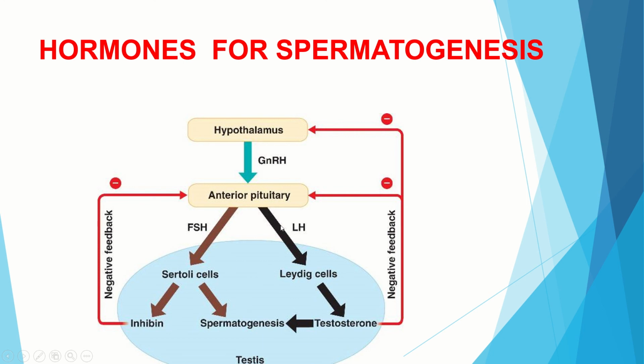And the next one is the Leydig cells. Luteinizing hormone from the anterior pituitary reaches the Leydig cells, and it produces the testosterone hormone, and this testosterone hormone has the major function in spermatogenesis. So here this also does the feedback mechanism, and these are the hormones which are involved in spermatogenesis.